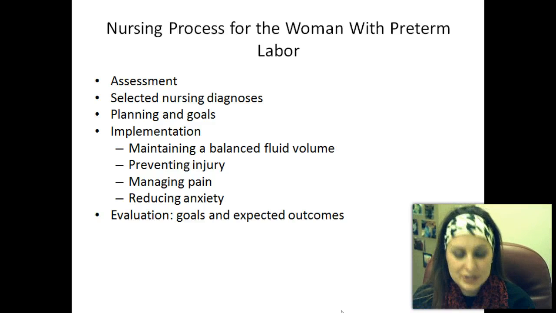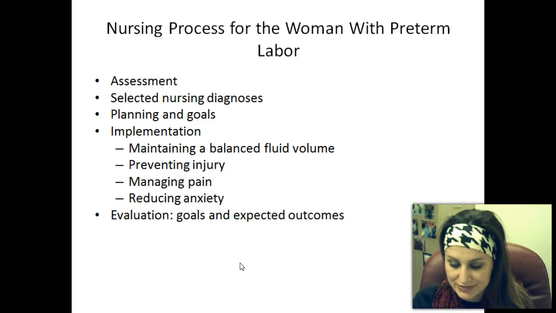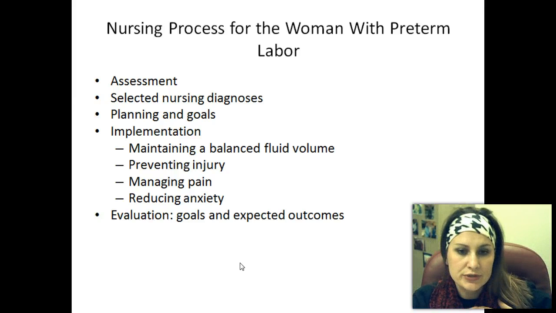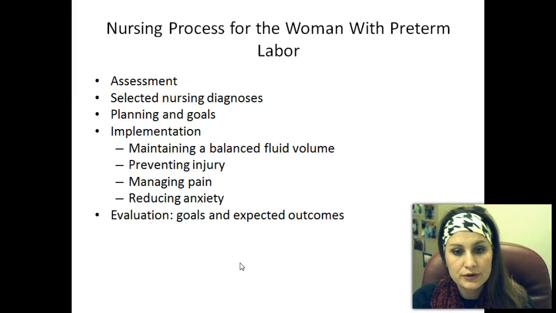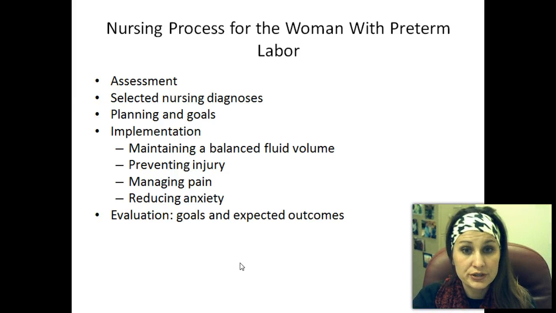Okay, so the nursing process you can find on page 415. I want you to go ahead and go through that. Think about the assessment you're doing on this woman. Look at the selected nursing diagnosis and go through those. Planning goals: what are we hoping to accomplish with this woman? Do not forget emotional whenever you're looking through this.